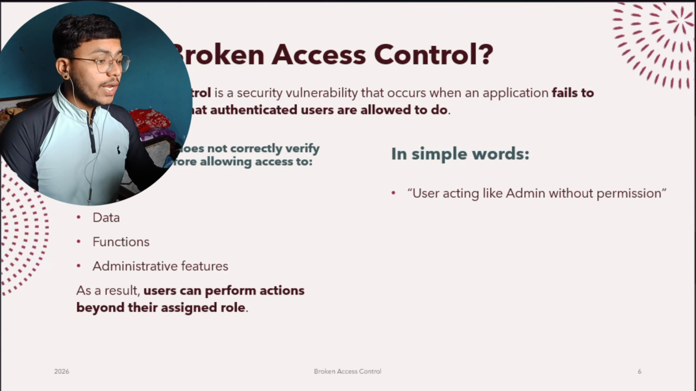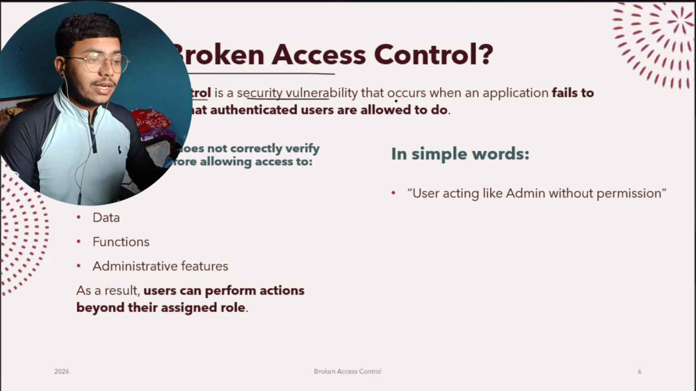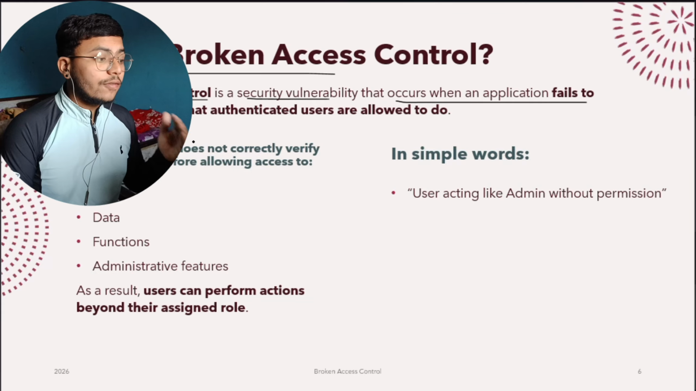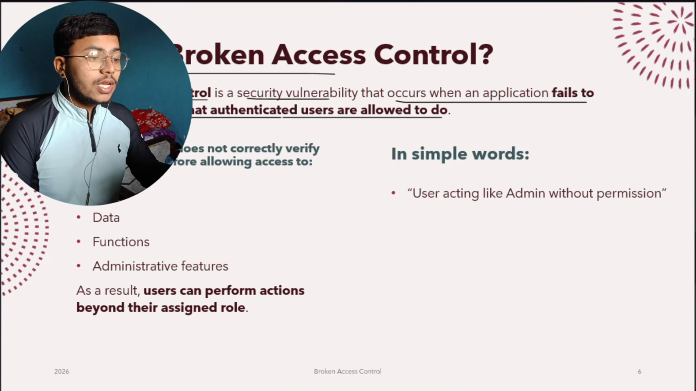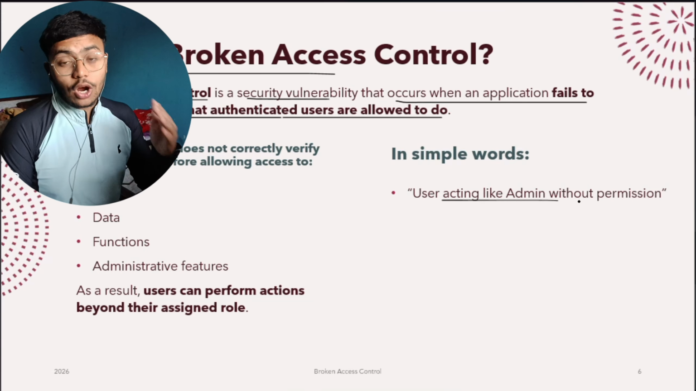Now, coming to broken access control. Broken access control is a security vulnerability that occurs when an application fails to properly restrict what users are allowed to do. In simple words, users acting like an admin without permission.